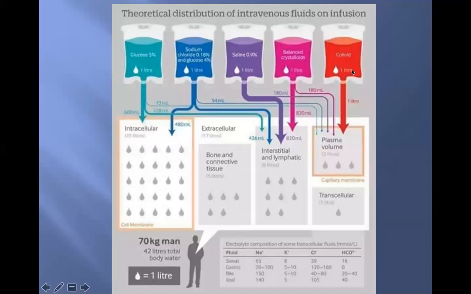Now we are reaching the second type of fluid, which is the colloid we will talk about. If you look at this type of fluid, colloid, 1 liter of fluid infusion will stay in the intravascular volume only. 1 liter given, 1 liter in the intravascular fluid. No movement of fluid to the interstitial compartment. No movement to the intracellular compartment.